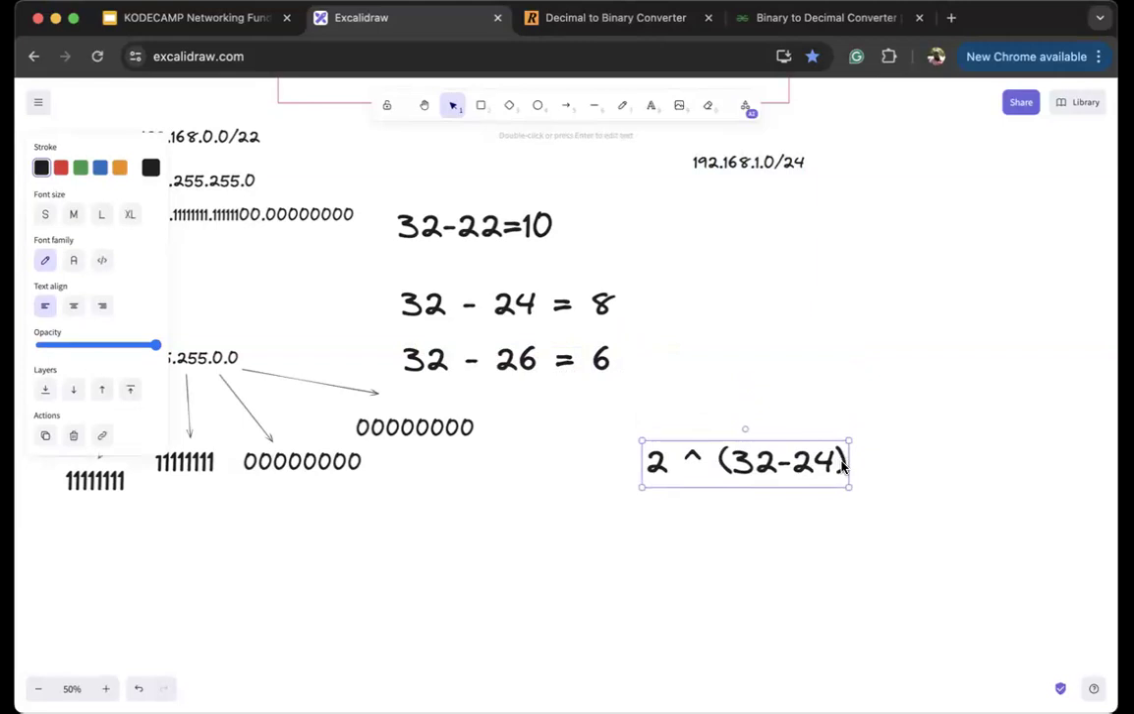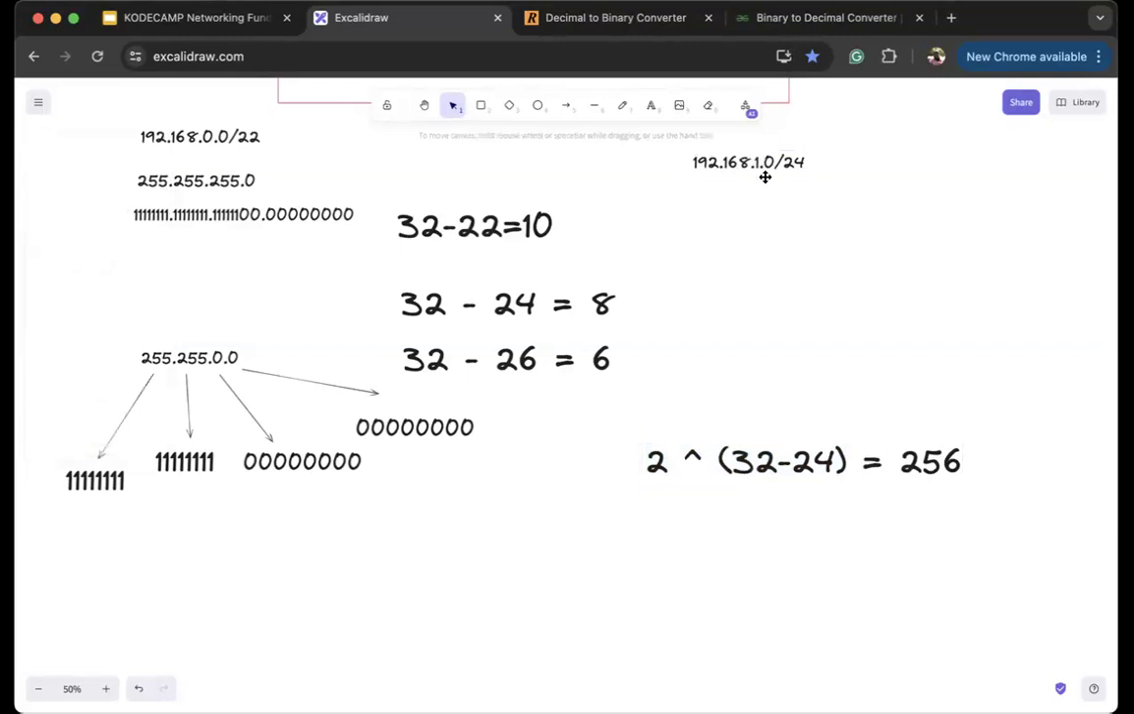Right. What does that give me? I'm going 2 raised to the power 8. That's what? 256. So I have 256 possible host values. So I can have from 192.168.1.0.